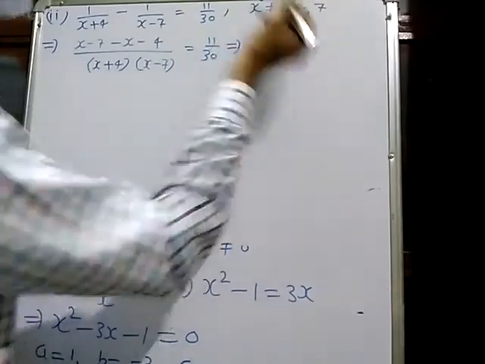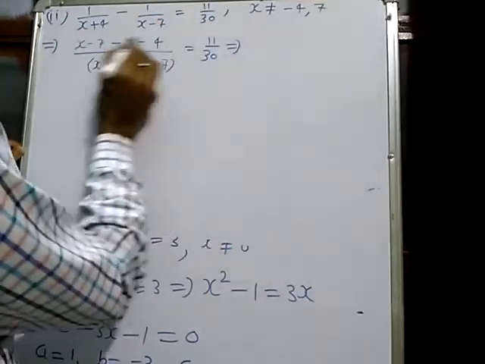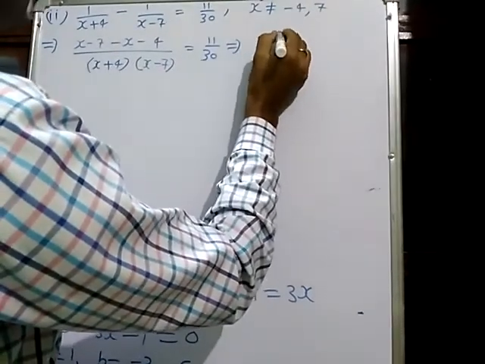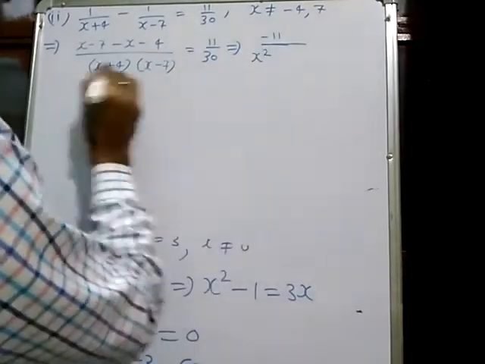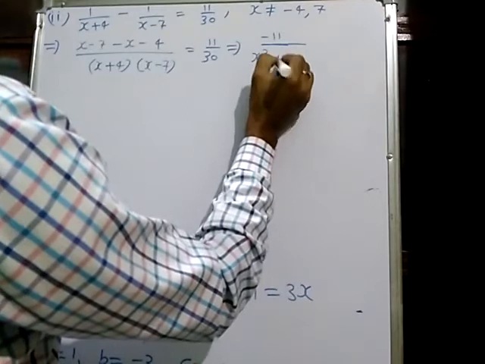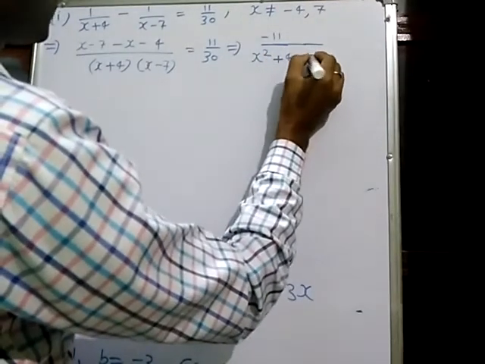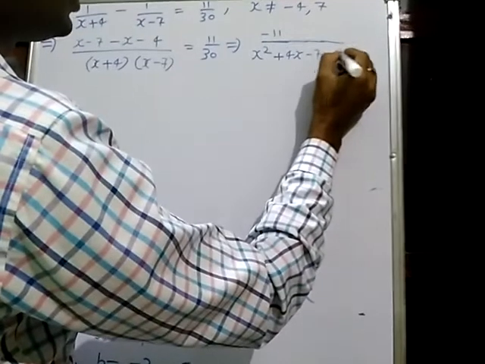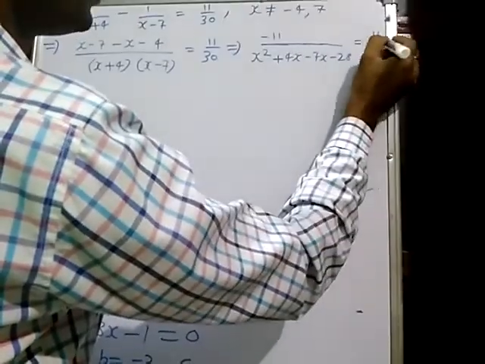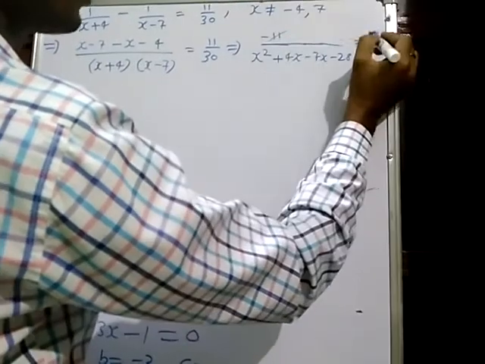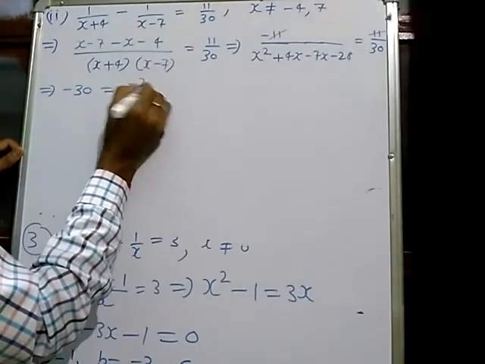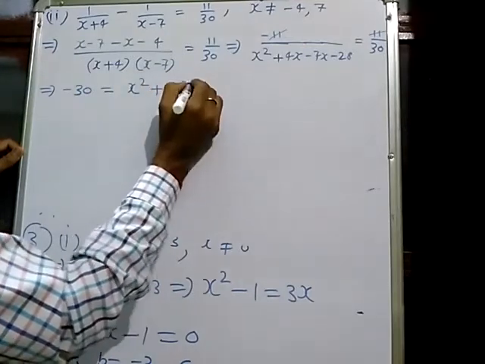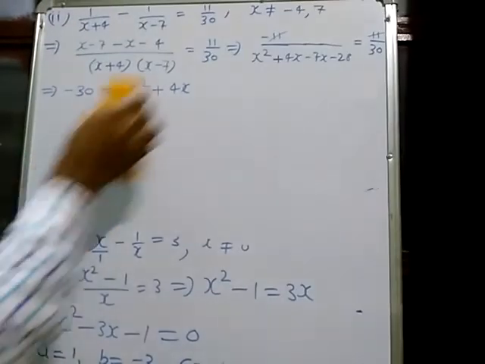Correct? Look, I am noting here: x minus x cancels, minus 7 minus 4 we got minus 11. Correct? Upon, if I multiply this, I will get x square plus 4x minus 7x minus 28 is equal to 11 upon 30. Correct? This 11 can cancel, so we will cross multiply. If you do the cross multiply, you will get minus 30 is equal to x square plus 4x minus 7x. I can simplify that.